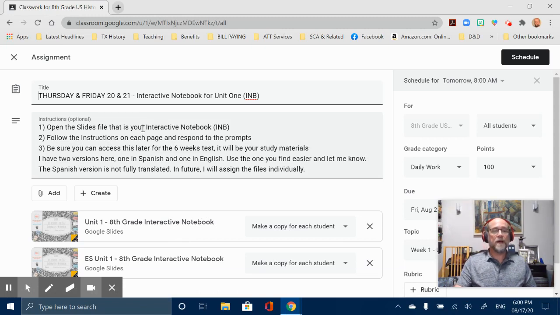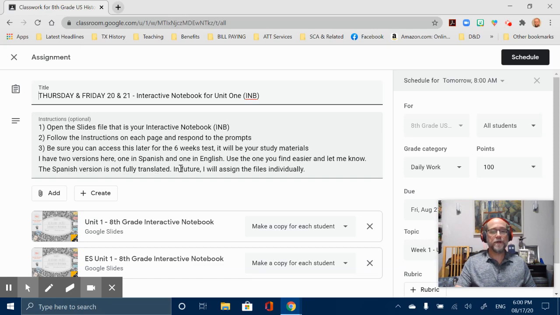And so we're going to open the slides file that is your interactive notebook. Follow the instructions on each page and respond to the prompts. Be sure you can access it later for your 6 weeks test. It'll be your study materials, and I'll go over that in the 6th week when we do the test, okay?